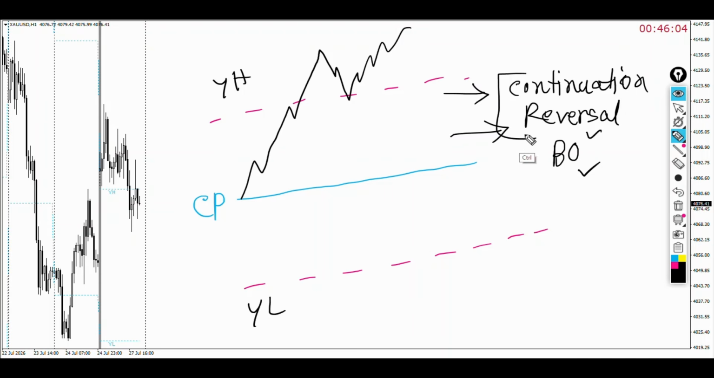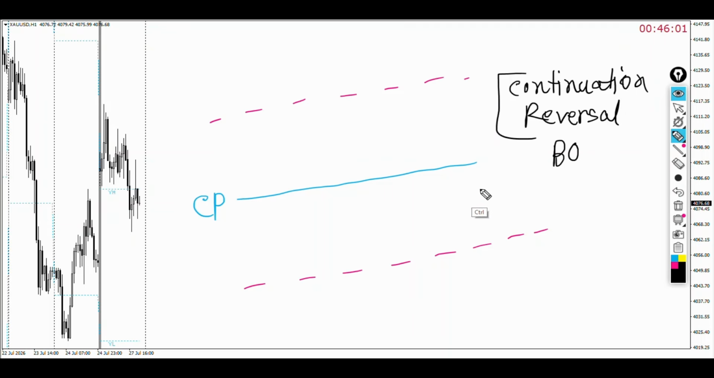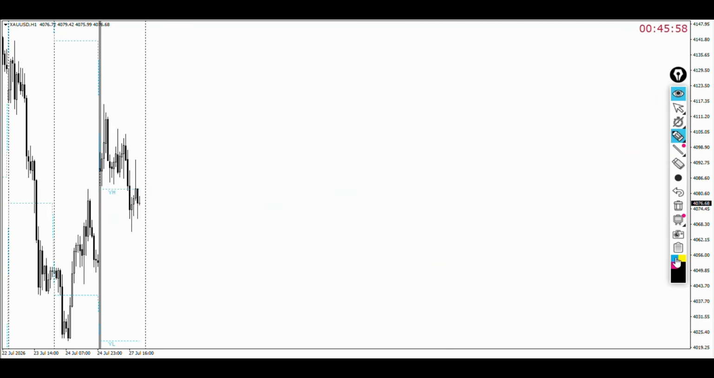So right now let me draw everything very clearly. To identify whether the market will continue or reverse, you need to find the breakout candle properly. How do you find the breakout candle? Let's say this is our CP. Let me draw another, this one, yesterday high. Then we have yesterday low. This is our yesterday low.